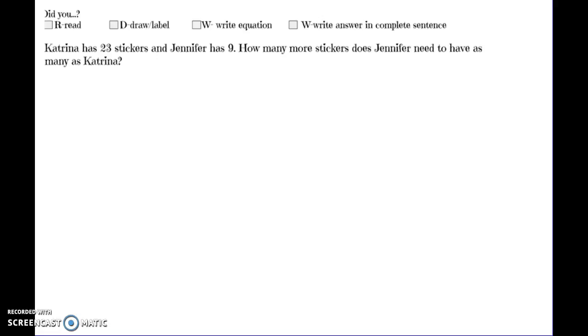Let's go back and circle my numbers. I have the number 23. I have the number 9. Now I need to underline what the problem wants to know, and it wants to know how many more stickers does Jennifer need to have as many as Katrina. Go ahead and check off reading on your checklist because we've read the problem.